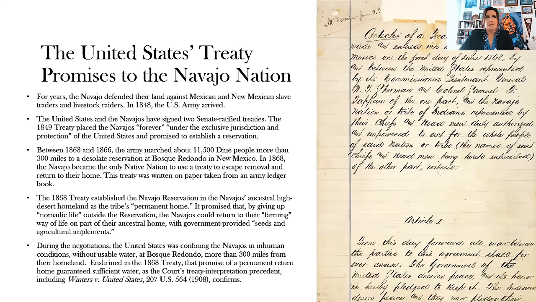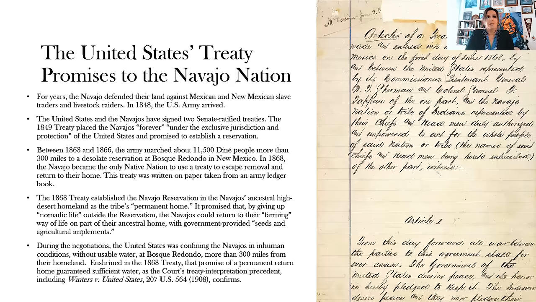And in 1868, the Navajo Nation became the only Native nation to use a treaty to escape removal and return to their original homelands. This is the actual picture of the treaty, which was written on an Army ledger book. The 1868 treaty established the Navajo Reservation in their ancestral high desert homeland as the tribe's permanent home. That's an area that encompasses acreage roughly equivalent to the size of the state of West Virginia, a very large space, largest reservation in the United States.